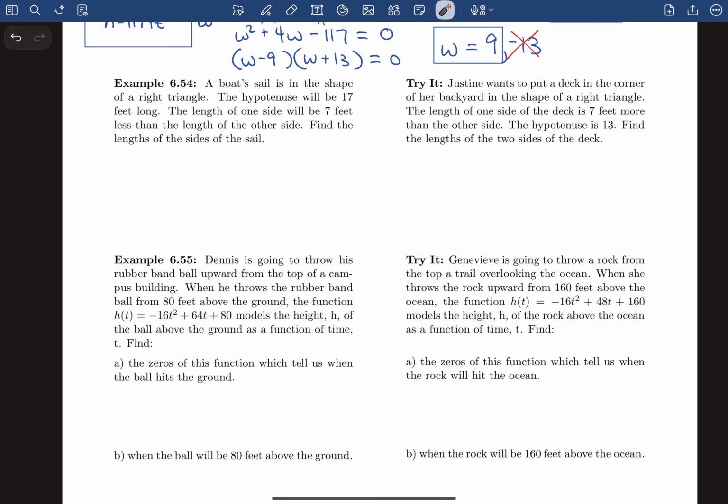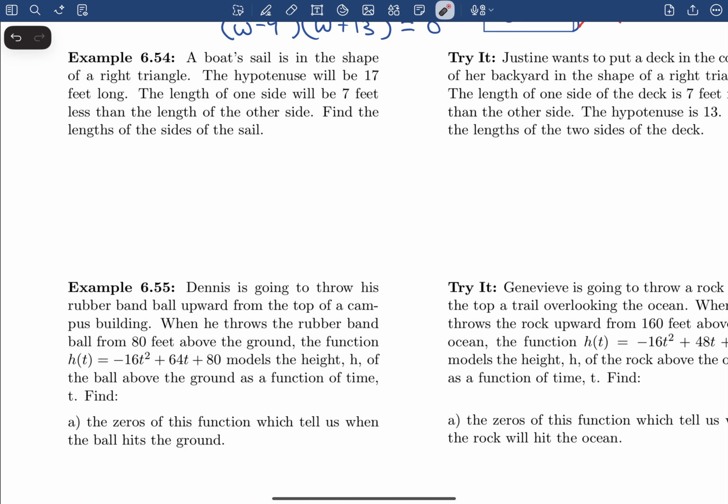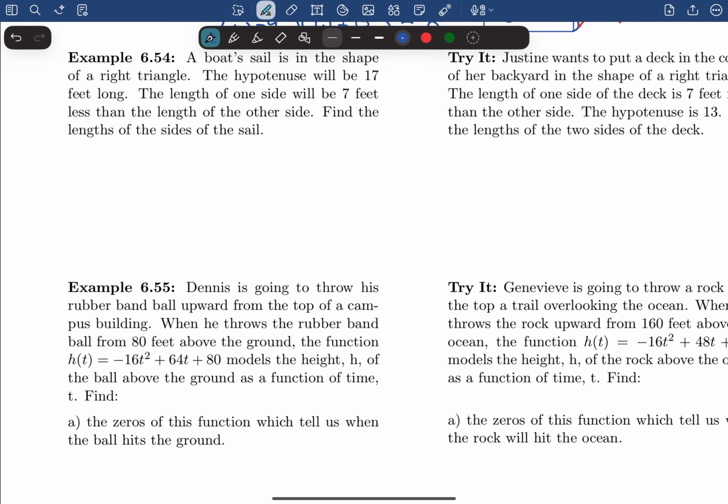Let's move on to 6.54. A boat's sail is in the shape of a right triangle. The hypotenuse will be 17 feet long. The length of one side will be 7 feet less than the length of the other side. Find the lengths of the sides of the sail. So when they tell me I'm dealing with a right triangle for the boat's sail, I immediately create a diagram. Okay, so creating that right triangle there.